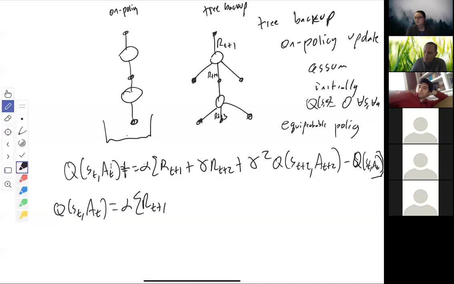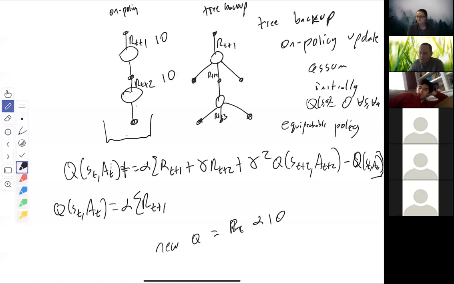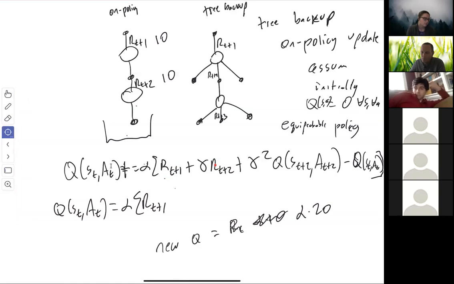All right, and we would get a reward, so we have our state action, we get our R_t+1, we get our R_t+2. In this case, our new Q is going to be equal, and let's give these numbers. Let's give this 10 and this 10, and we'll be undiscounted just to make it easy. So our new Q is going to be alpha times 20. We have the first reward plus the second reward, and we know our final Q is zero because all the Q started out as zero. So the new Q is going to be alpha times 20.